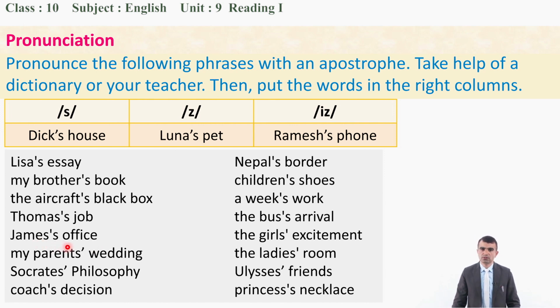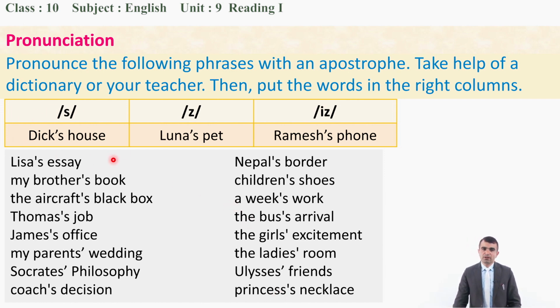James's office. The girl's excitement. My parents' wedding. The ladies' room. Socrates' philosophy. Ulysses' friends. Coach's decision. Prince's necklace.